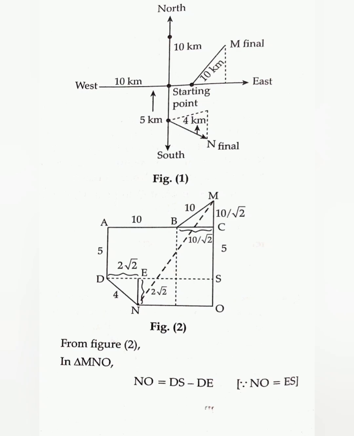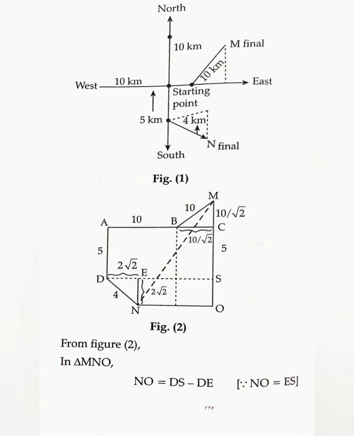On the other hand, N, which also starts from the same location A, travels 5 km south and then 4 km southeast. Finally, we'll be forming a triangle by the remaining sides. We have to find the value of MN.